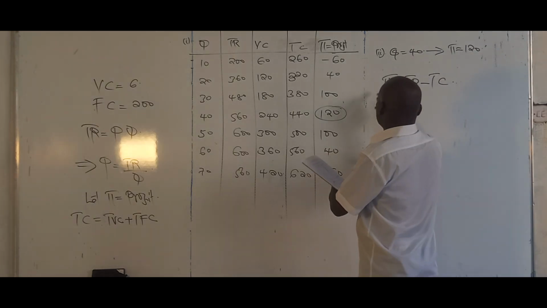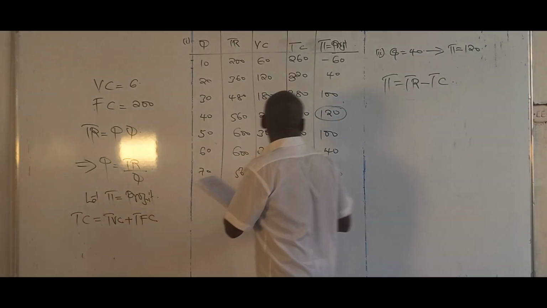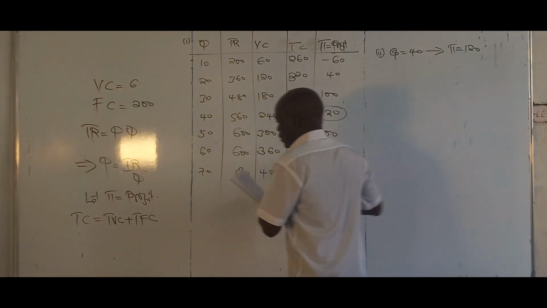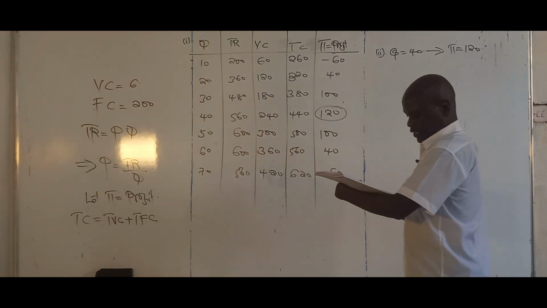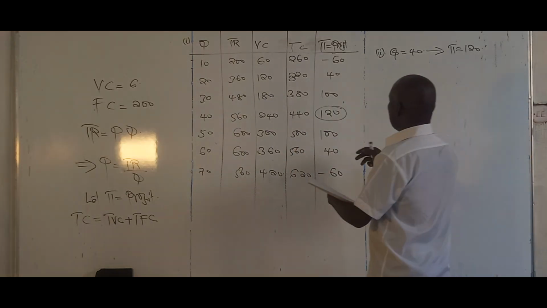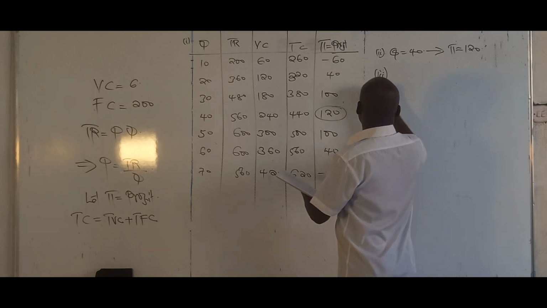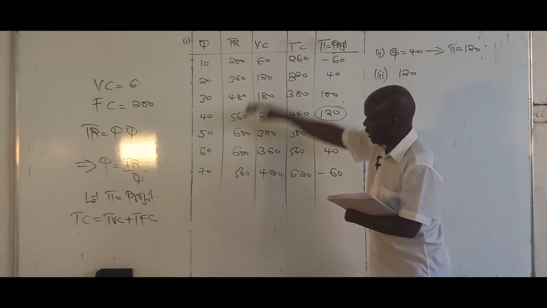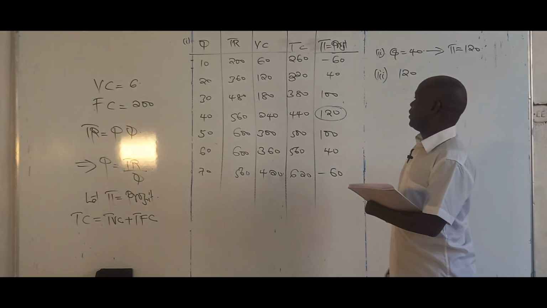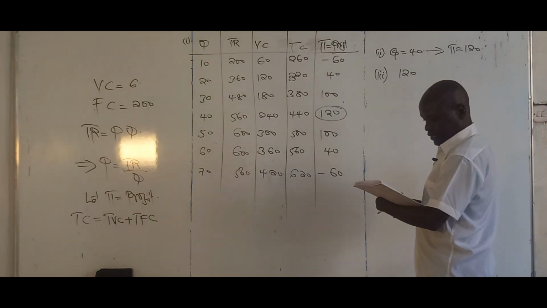Roman 3 is asking us to calculate the profits at the profit maximizing output. Straight away, that's 120, so we read from here. Just write it as such because we have already elaborated the step. With that and this, that suffices.